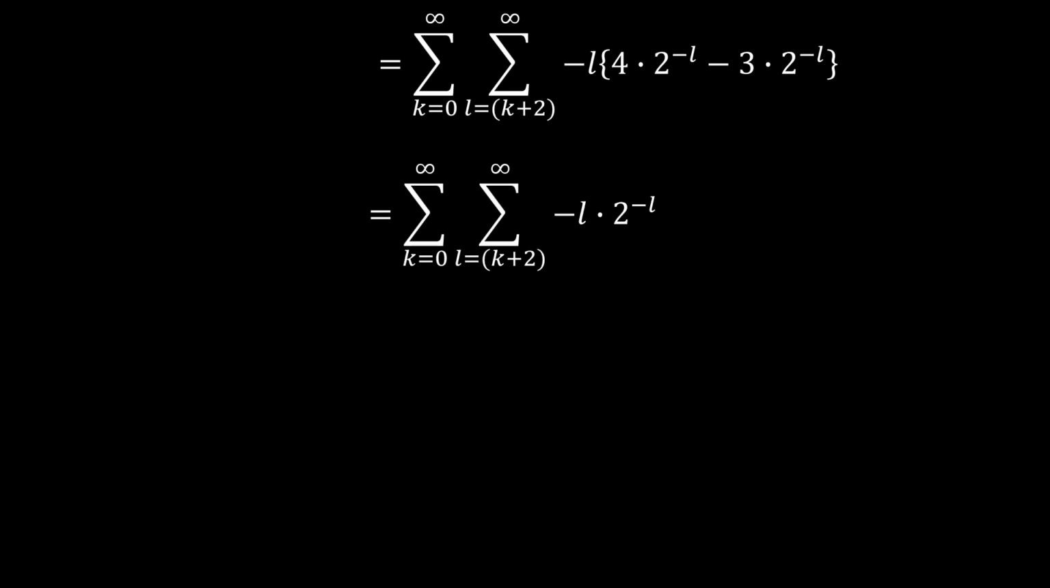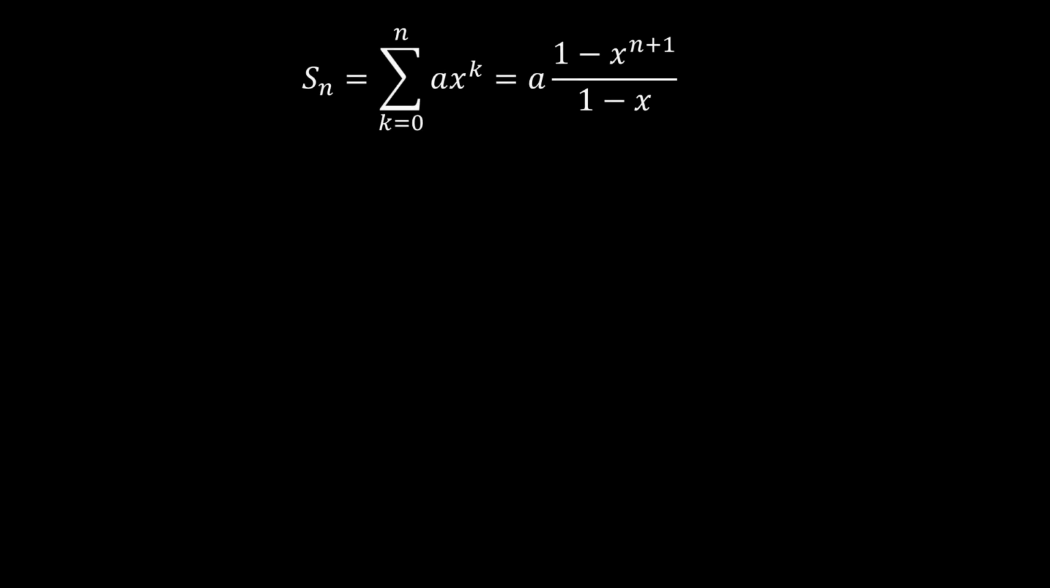And so that becomes the summation from k equals 0 to infinity of the sum from L equals k plus 2 to infinity of negative L times 2 to the power negative L, which is the same as, we pull the negative sign out, L over 2 to the L.